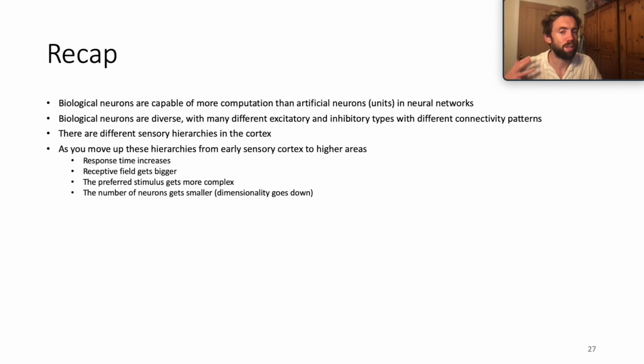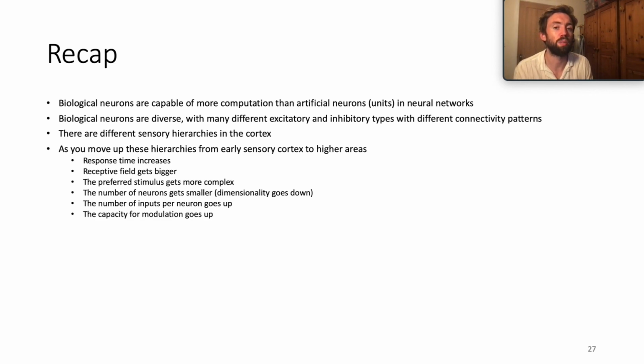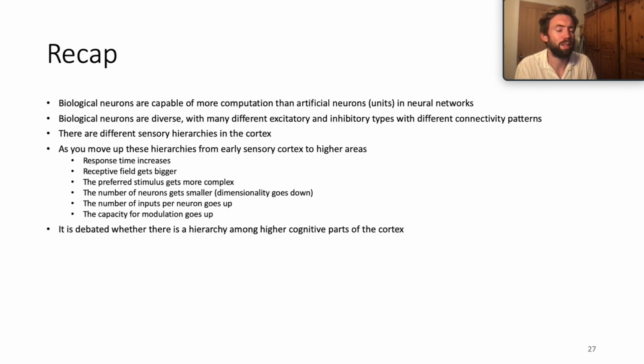The number of neurons from area to area goes down, suggesting some sort of a reduction in the dimensionality of the representation. The number of inputs per individual neuron goes up, with perhaps 10 times as many synaptic inputs on individual neurons in prefrontal cortex compared to primary visual cortex. The capacity for modulation goes up as well, with many times more receptors for neuromodulators in prefrontal cortex than primary visual cortex. We saw that it's debated whether there is in fact a hierarchy amongst different areas in the higher cognitive parts of the brain.